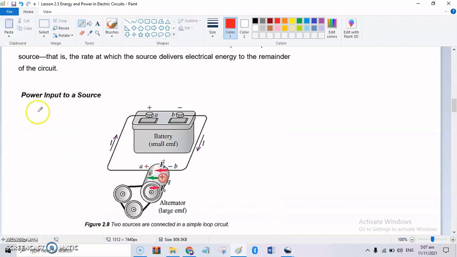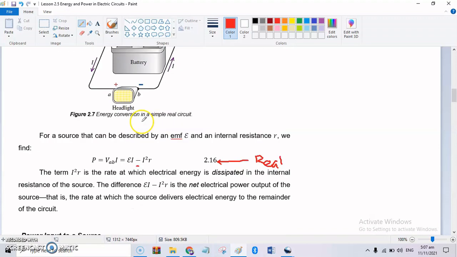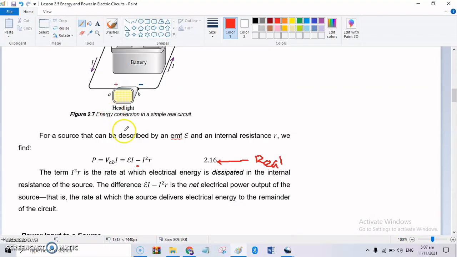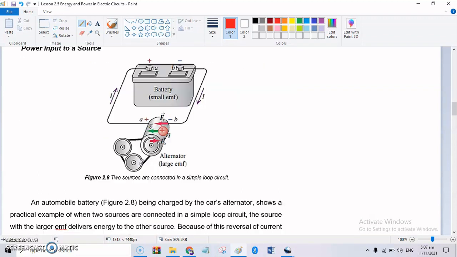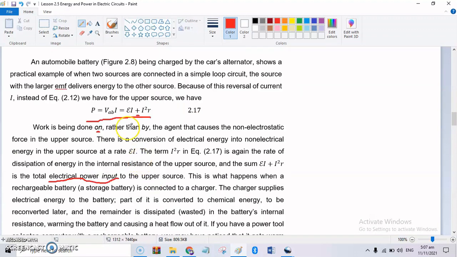So power input to a source is a combination of EI plus I squared R. But when we are using the power output of the battery, it becomes EI minus I squared R. Of course, you are using it. When we are using, minus. When we are storing, positive. Or charging, positive.